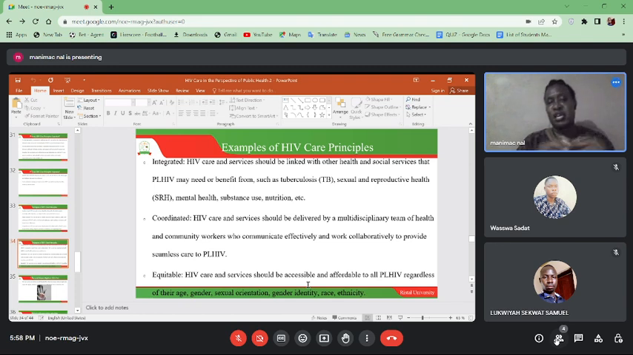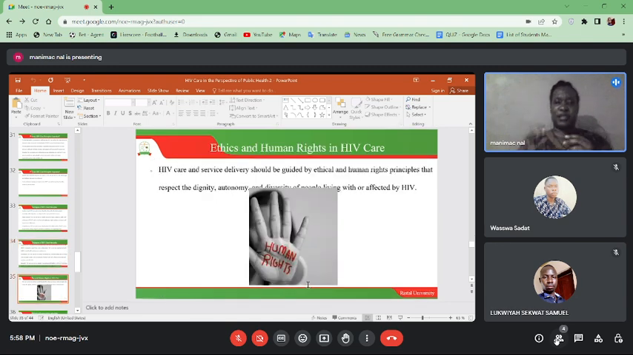Equitable is where we should focus on access and affordability for people living with HIV, regardless of their gender, regardless of their age, regardless of their sexual orientation, regardless of their gender identity, race, or ethnicity. They have to make sure they get access to this care, and they must also be able to afford this care.